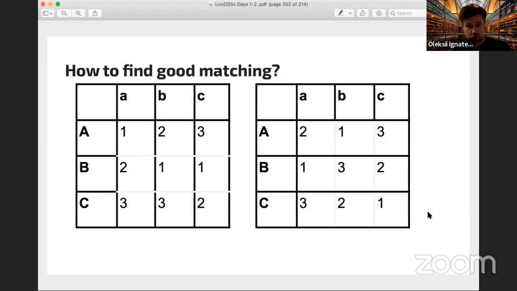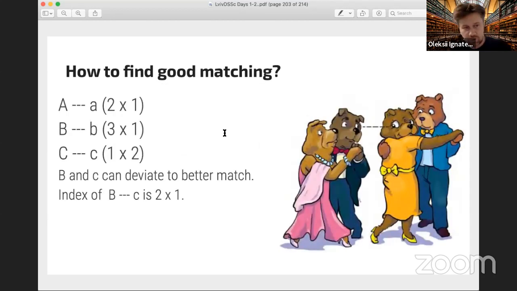So, for example, we can propose the first matching that we can imagine: a with A, b with B, c with C, and this matching is not stable. What is stable in game theory terms? Well, it's actually close to the notion of equilibrium.